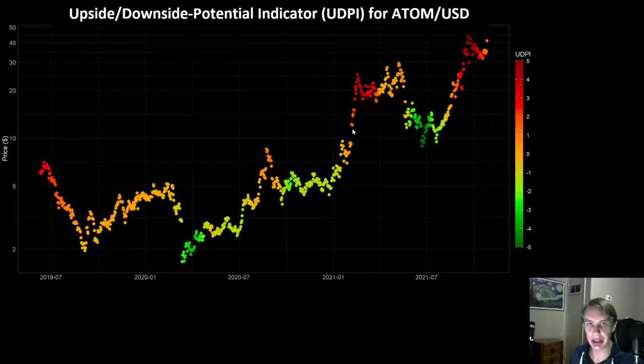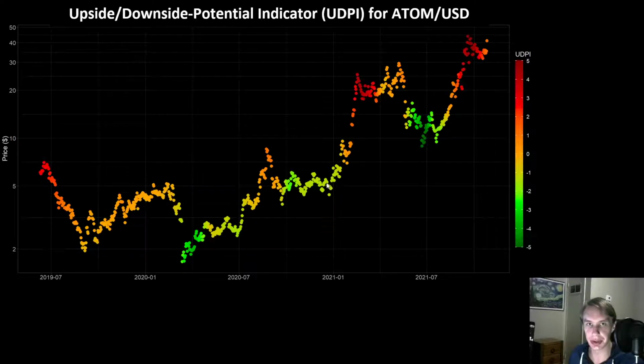Now, something that I think is useful to mention about the UDPI is that it's a smart model. What I mean by that is it learns from the asset's history, and it also learns about the asset's current behavior, and then it forms its estimates of risk based on that knowledge. You can see this play out on the chart.